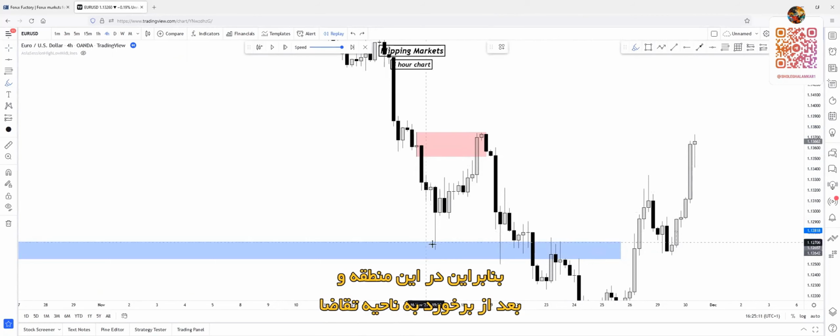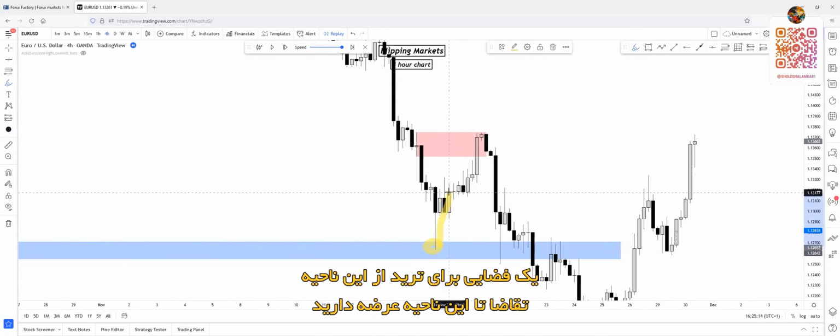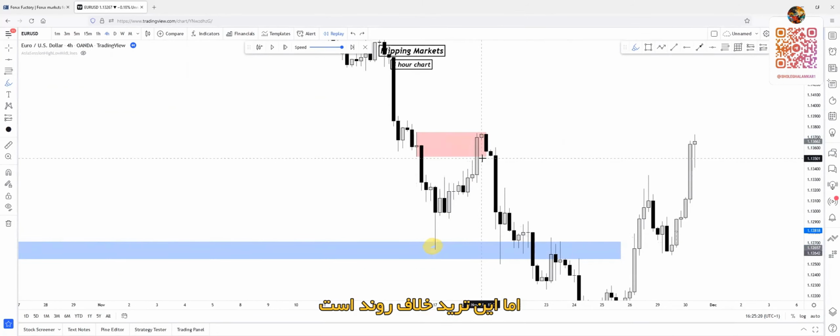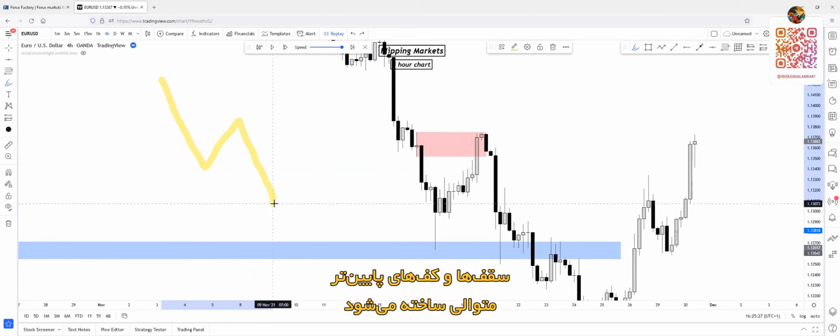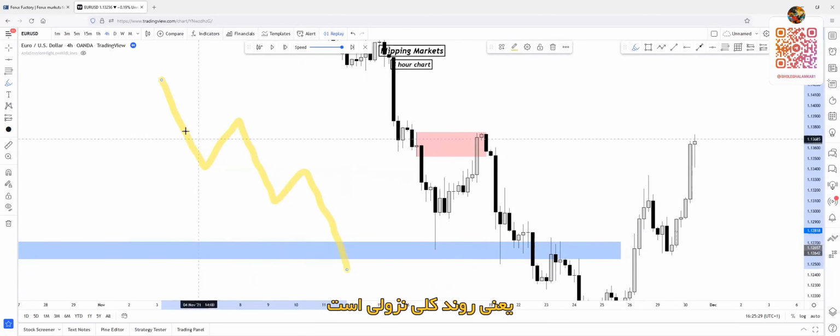So in this region, after this demand tap, you had room to trade long trades between this demand zone and this supply zone, but those are counter trend trades. Our main trend here is bearish. It's creating a series of lower lows, lower highs. So the overall main trend is bearish.